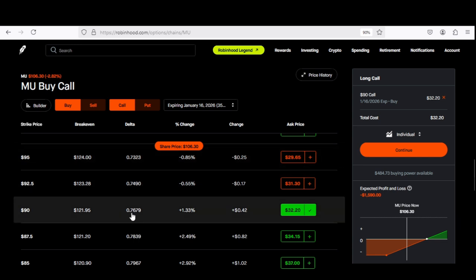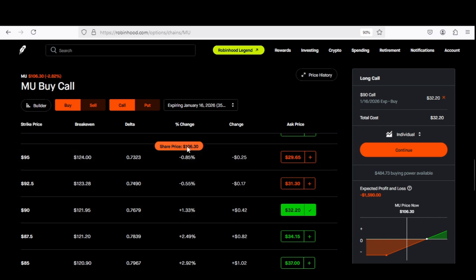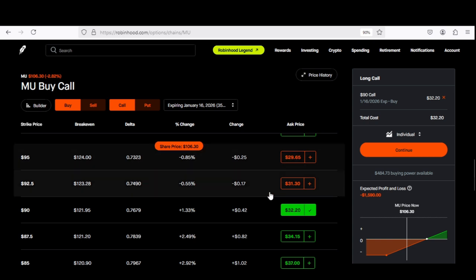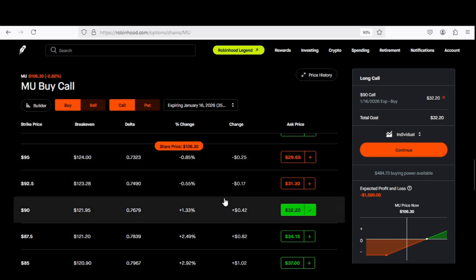Now, the delta. The delta is extremely important when doing this option strategy. The reason for that is that the delta gives you an indication of how the stock price is going to move up or downwards. So let me break it down. If the share price right here is going to move up by $1, then your overall option right here is going to move up by $76.